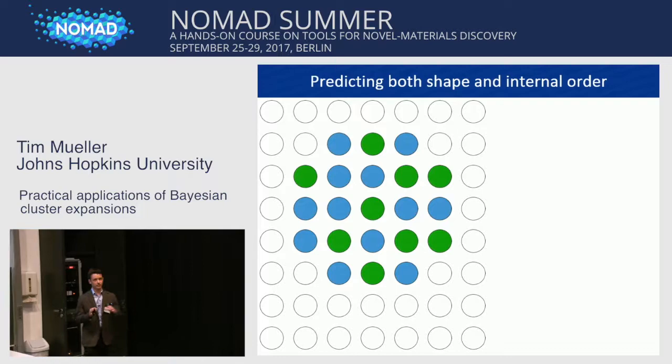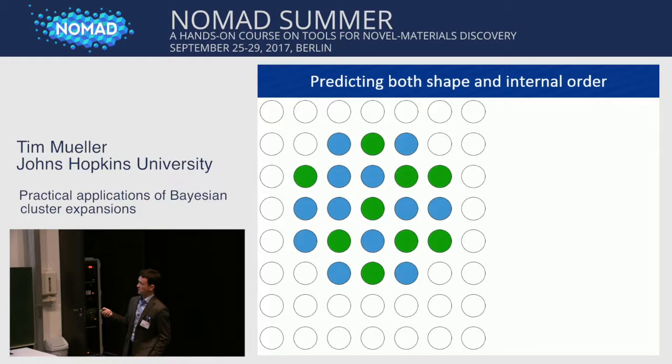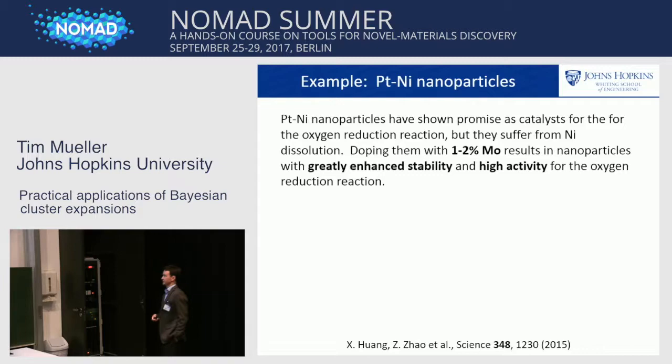So we can do this. We have to set up, in this case, a ternary cluster expansion, because we have three different possible occupancies for the sites. We have this vacancy where there's no particle. And then we have, say, platinum and nickel for the two different occupancies here. And the example I'm going to give you here is platinum nickel nanoparticles for the oxygen reduction reaction.